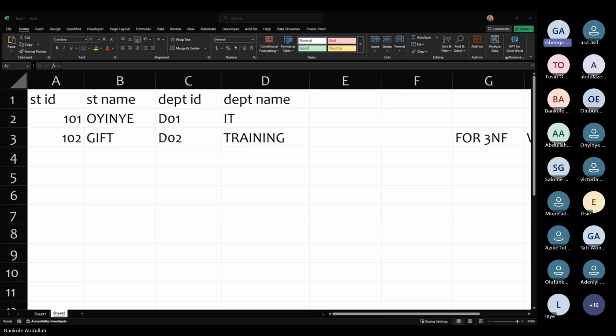Let's go ahead. So what happens when we have transitive dependency is that a non-key column depends on another non-key column, right? Instead of depending directly on the primary key. So how can you interpret that? Chidima.